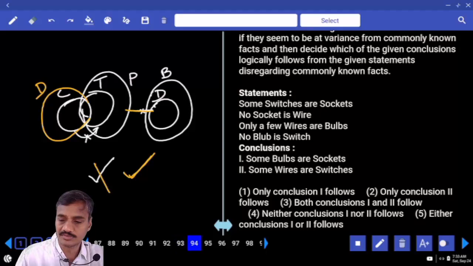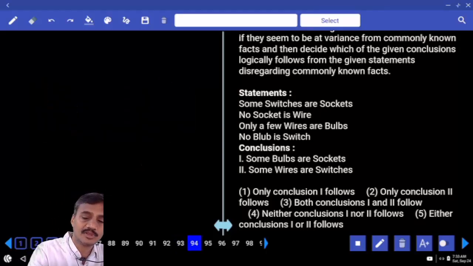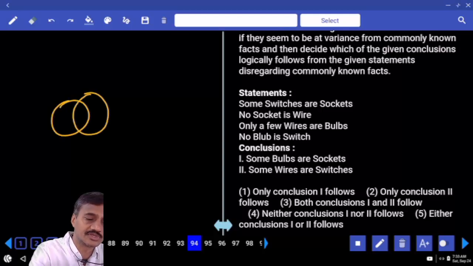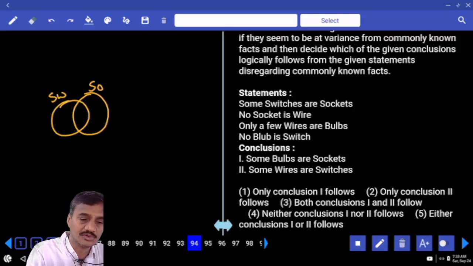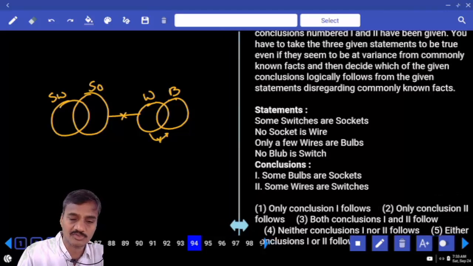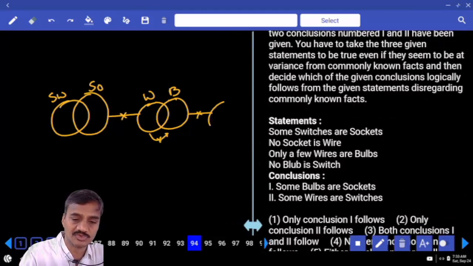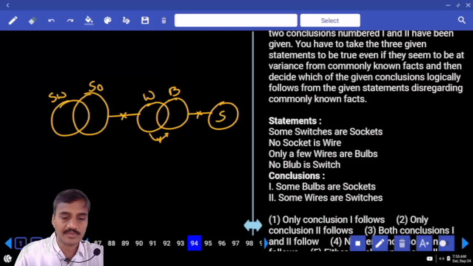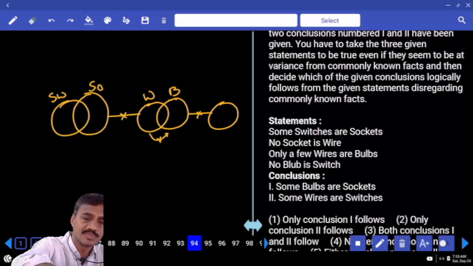Then 94. Now in this 94, some of the switches are socket. Some switches or socket can be written like this, switch and a socket. Some switches are socket. No socket is wire, no intersection between socket and wire. And only a few wires are bulbs. Only some wires are bulbs but not all. No bulb is switch, no intersection between bulb and the switch.